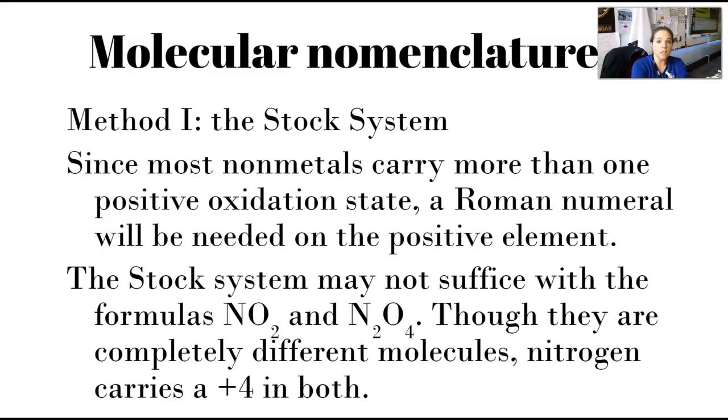So method 1, the stock system. We looked at this. Since most nonmetals carry more than one positive oxidation state, remember those are like the transition metals, a Roman numeral will be needed on the positive element. The stock system may not suffice with formulas like NO2 and N2O4. Though they are completely different molecules, nitrogen carries a +4 in both of them.